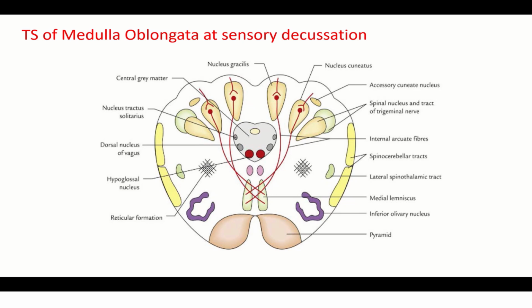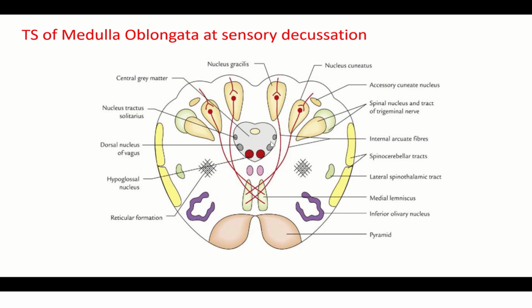Now coming to the second transverse section, that is the sensory decussation. Again, same story: gray matter and white matter. If you observe here the gray matter, you can see the nucleus gracilis, the nucleus cuneatus, the accessory cuneate nucleus, the spinal nucleus of trigeminal nerve, and in the central gray matter you can see the hypoglossal nucleus, dorsal nucleus of vagus, and nucleus tractus solitarius.